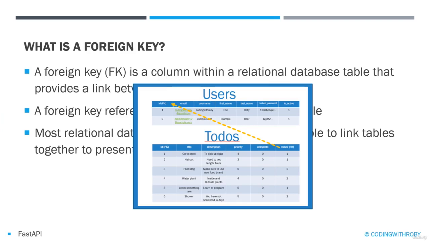And in our small project, we'll be linking our to-dos to a single user. And since it will be one user to many different to-dos, this relationship again is called a one-to-many relationship.